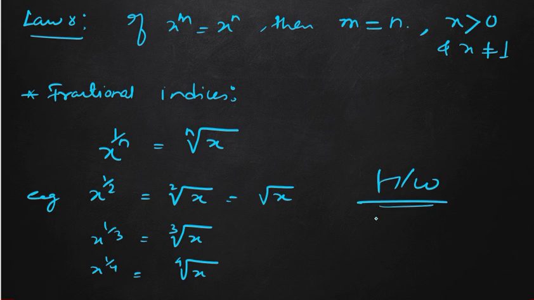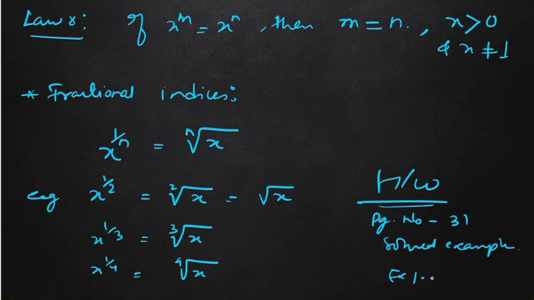Okay. So your homework will be, you have to see page number 31, solved examples. You see all the solved examples. In the next video I will solve exercise 2a and 2b. So you check all the solved examples, from example number 1 to example number 8. You try to solve them. And you understand it. And if you find any difficulty, then contact me. I will give you the solution in the next video. Okay. Thank you.